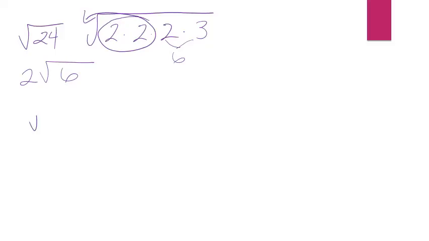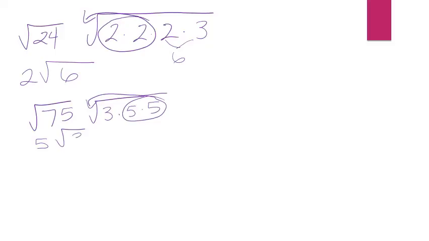Okay, now let's look at the square root of 75. If we break this down into prime factorization, we have the square root of 3 times 5 times 5. We have a pair here. So it can go outside of the square root, so we end up with 5 times the square root of 3.